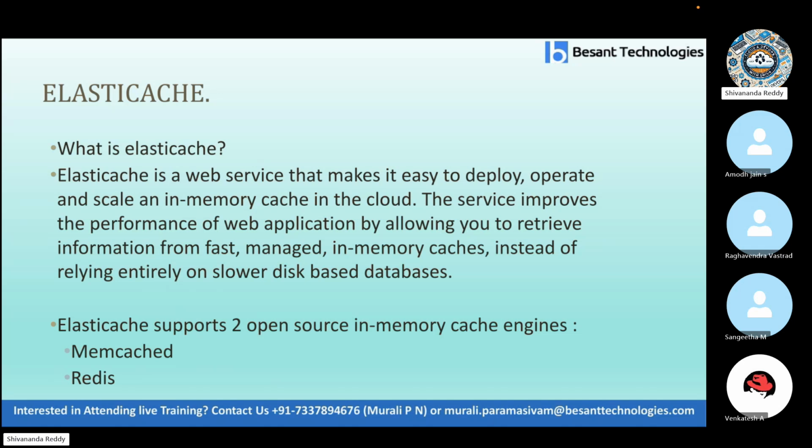Then ElastiCache will be there. What does ElastiCache mean? ElastiCache is a web service that makes it easy to deploy, operate, and scale an in-memory cache in the cloud. The service improves the performance of web applications by allowing you to retrieve information from fast, managed in-memory caches instead of relying entirely on slower disk-based databases. ElastiCache supports two types of open source in-memory cache engines, that is Memcached and Redis.